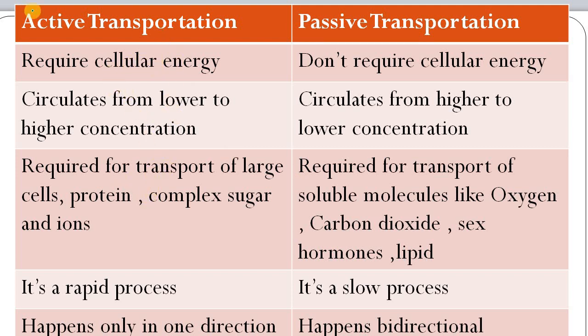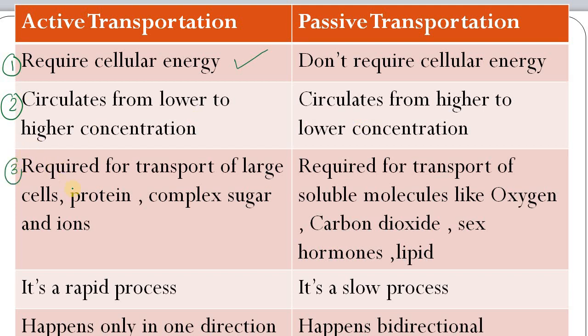Now active transportation is a kind of thing where we require some kind of ATP or cellular energy. So it requires energy, whereas passive does not require any kind of energy. First and foremost, this is the point we should be noting down. Second one, it circulates from lower to higher, so it is against the concentration gradient, whereas in passive transportation it is moving from high to low, so it is along with the concentration gradient.